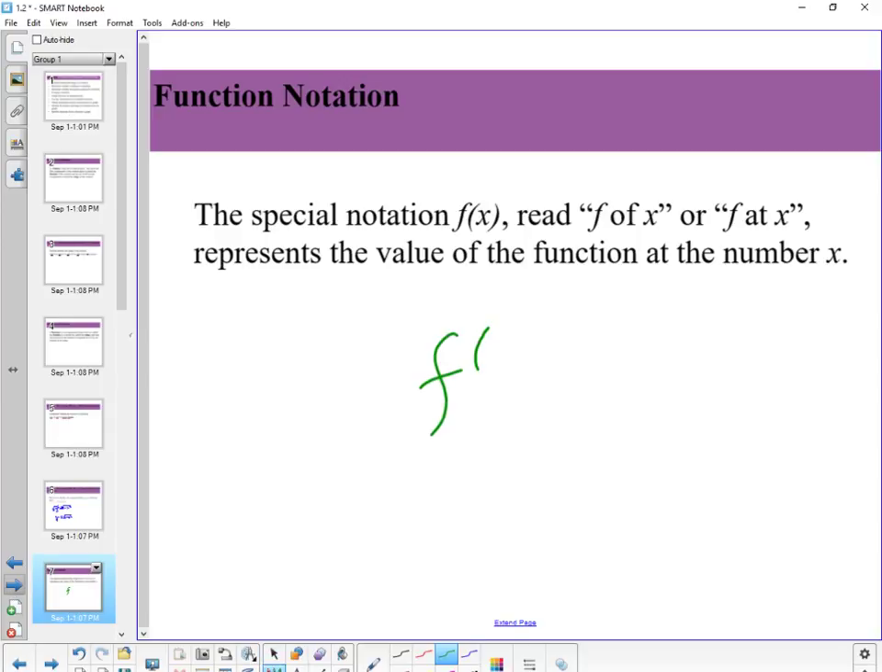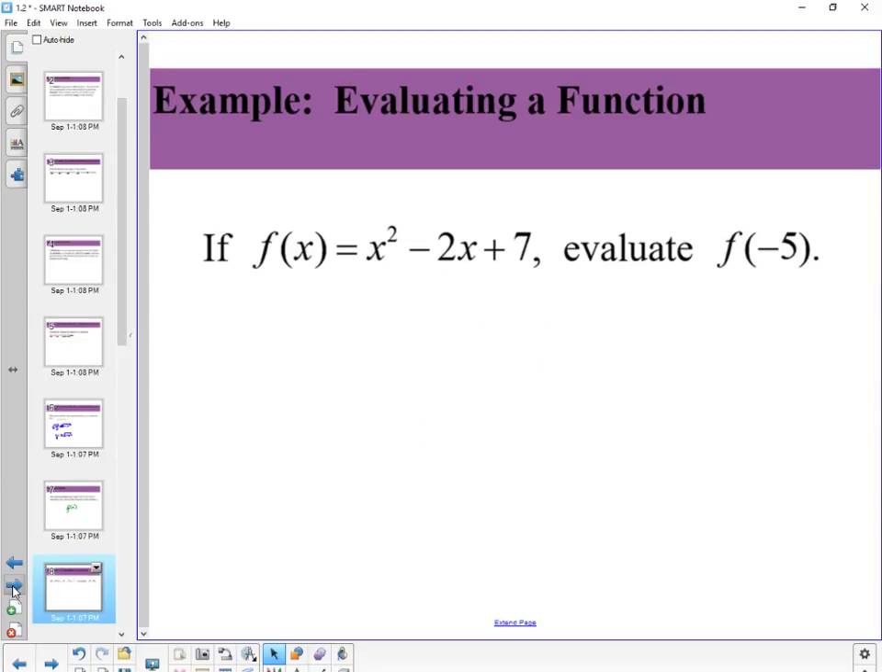Functions and function notation. F of x or f at x. It's the value of the function f at x equals blah. Okay? Questions on that? I usually say f of x. I'm going to try to say more of f at x, just because it sounds cool. Because it sounds different. I'm going to move on.